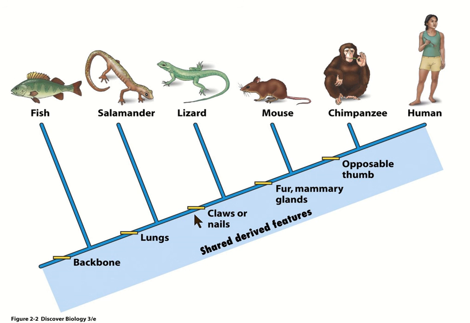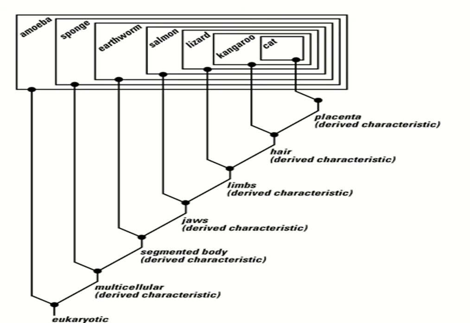The salamander doesn't have claws or nails, so it gets left off at that, but everything else, lizard, mouse, chimpanzees, and humans, does have claws or nails. Fur and mammary glands. Here's where we get to just the mammals. Okay, again, this is just a way to organize things by their common derived features or common bodily organizations. Here's another way that they can be drawn.